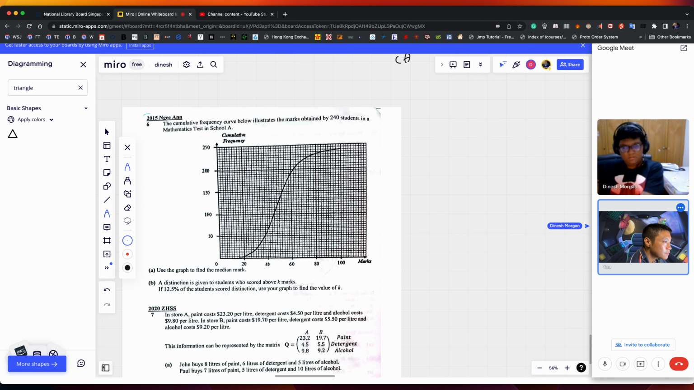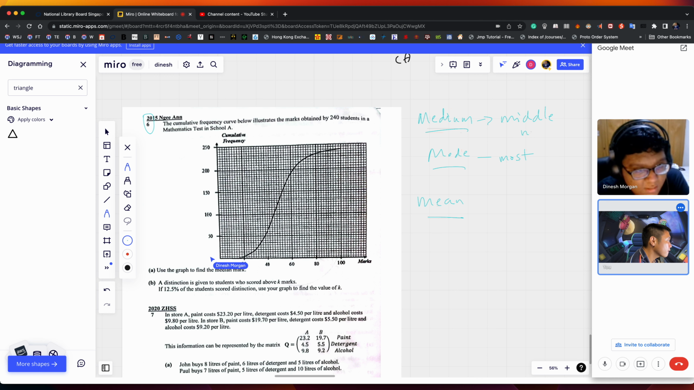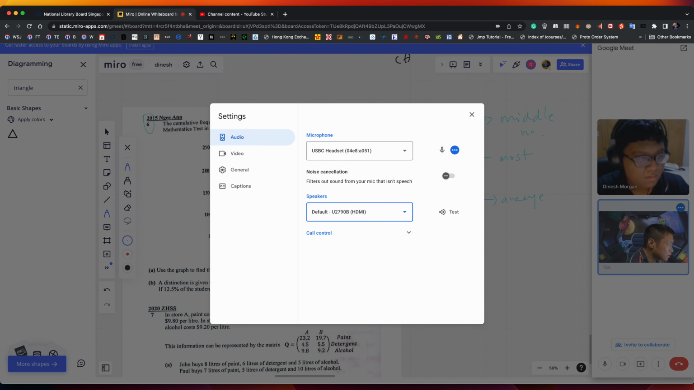Okay. Question 6. So you know the meaning of median, mode, and mean, right? These are terms for statistics. So mode is the one that appeared the most, right? Then median is the middle number, right? Then mean is average. Okay, so how do you find the first one?